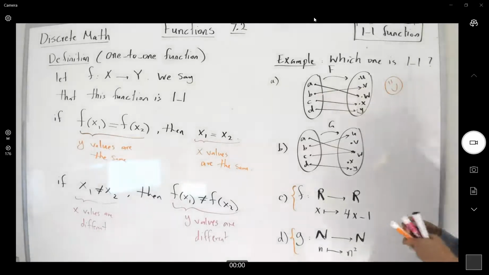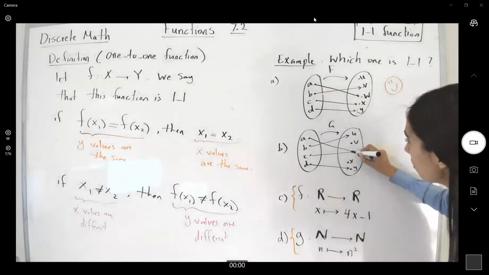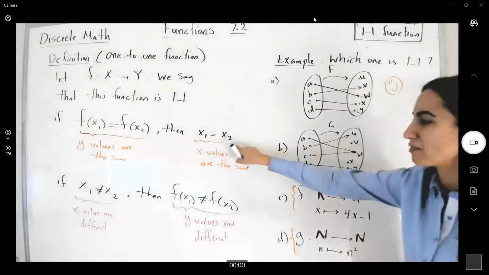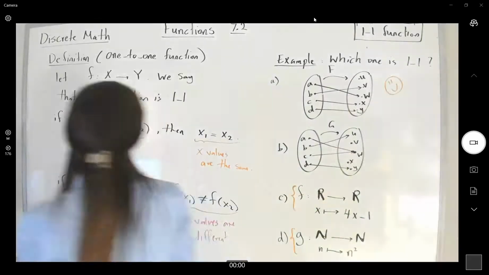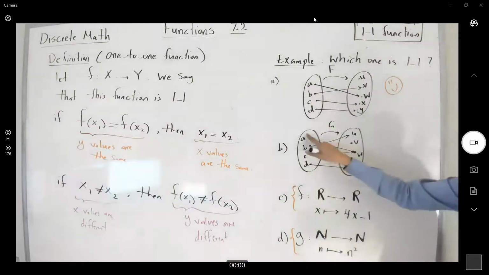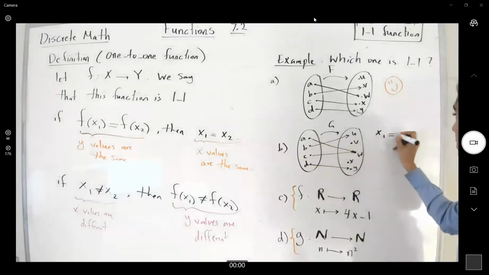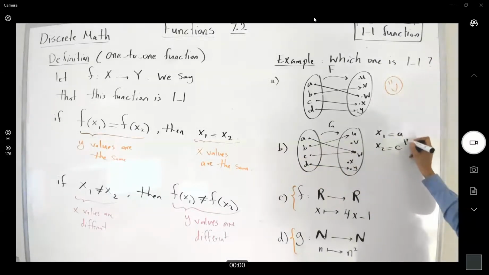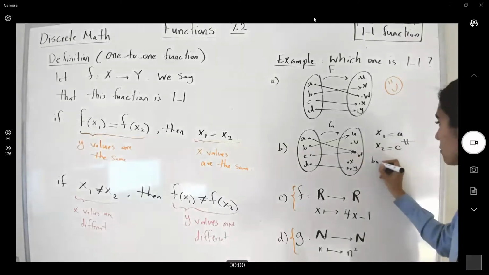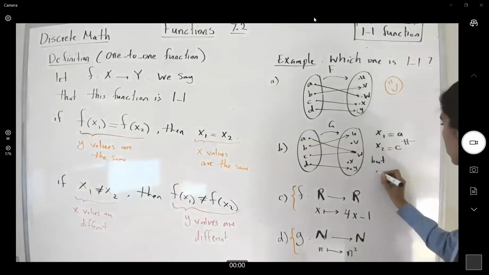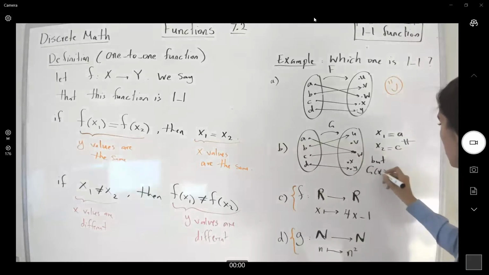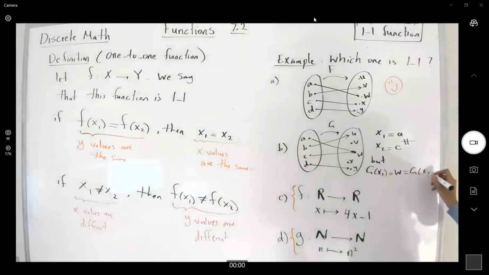What about this one? It says, hey, you have W here, which is connected to two x values, but these two x values are not the same. You have x1, which is different from x2. x1 is A, x2 is C. They are not equal to each other, but their y value is the same. Well, g of x1 is W, which is the same as g of x2.